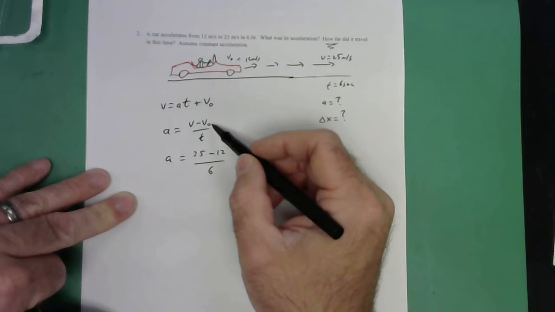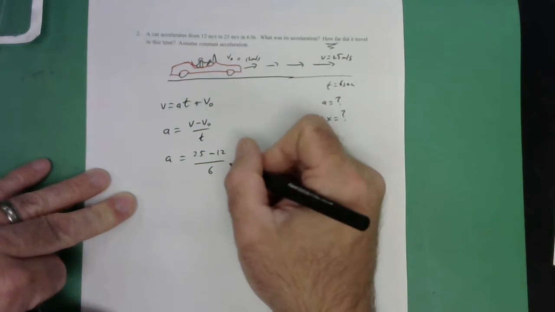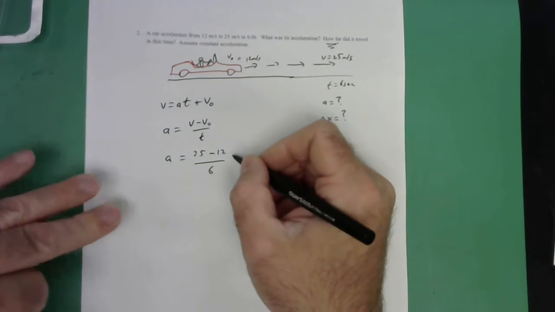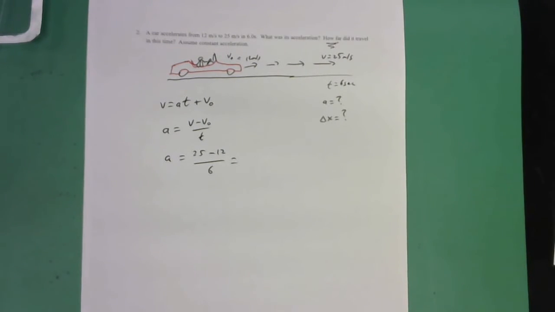Velocity is in meters per second divided by seconds. I know I'm going to get an answer in meters per second squared out here. 25 minus 12, you see that would be 13. 13 over 6. This is where I reach for my calculator.